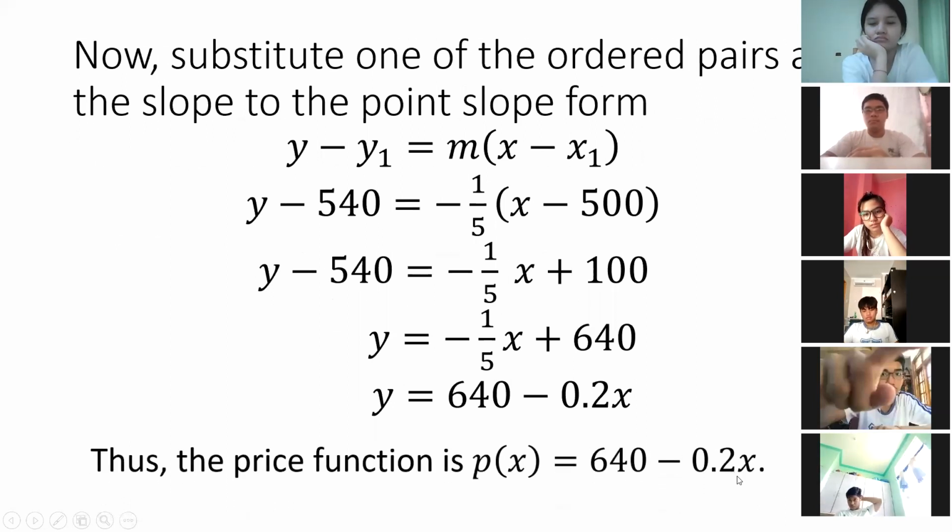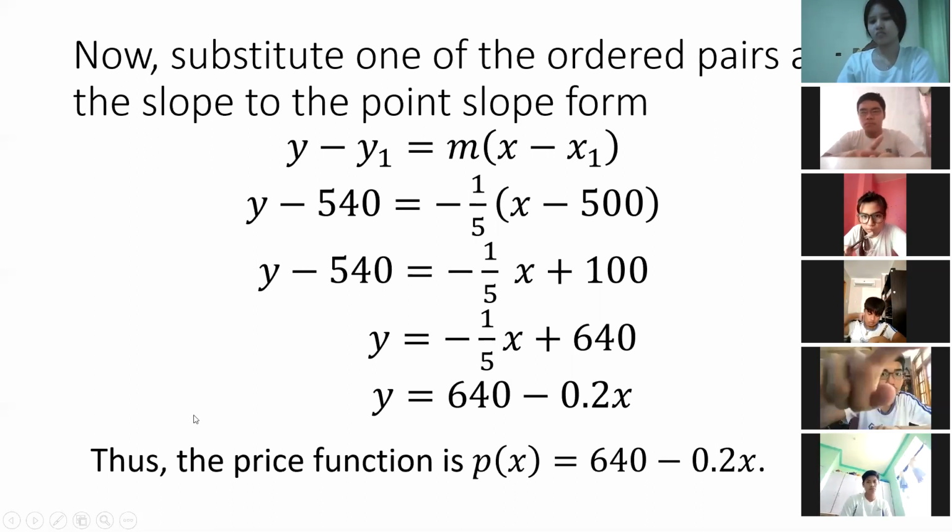You try to multiply negative 0.2 and 500. If you are going to multiply, I hope you have a calculator with you. I am using my cell phone right now. So you have 0.2 multiplied by 500, you'll get 100. So 640 minus 100 equals 540, which is the price of the t-shirt if 500 t-shirts will be sold.